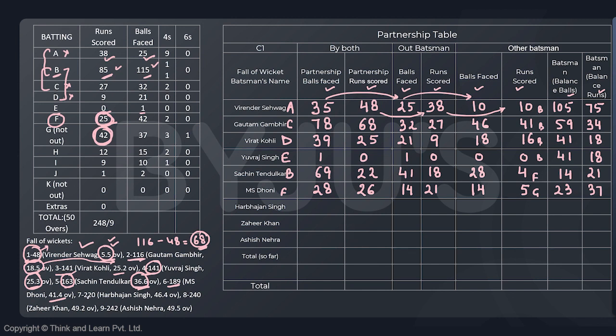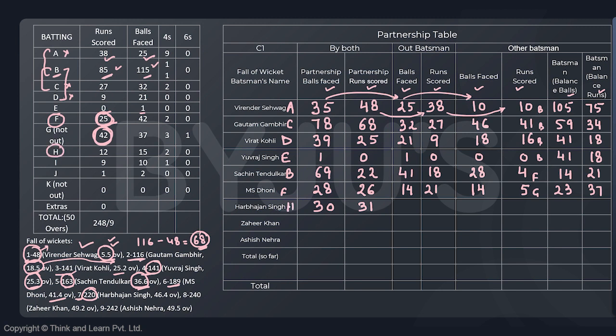The next player to get out was Harbhajan Singh at 220. So the partnership lasted for 220 minus 189, that is 31 runs. For how long? 46.4 minus 41.4, that is 5 overs or 30 balls. The partnership lasted for 30 balls, 31 runs were scored, but G has to score 37 runs. So G is not the next player to get out. So next player to get out is H.